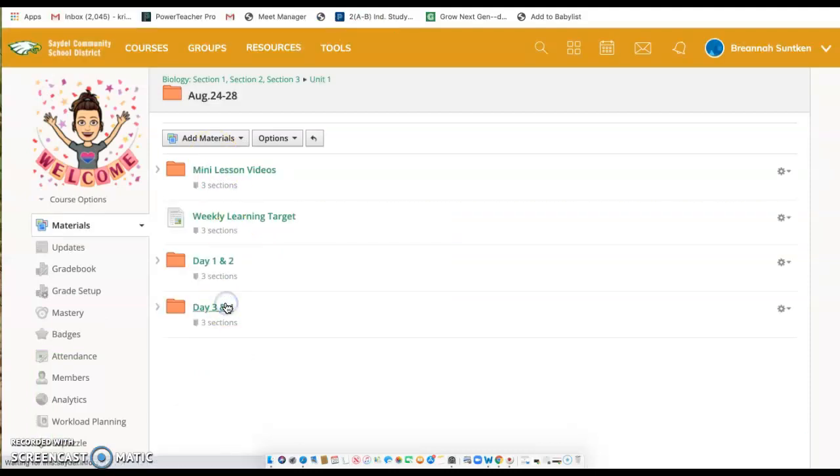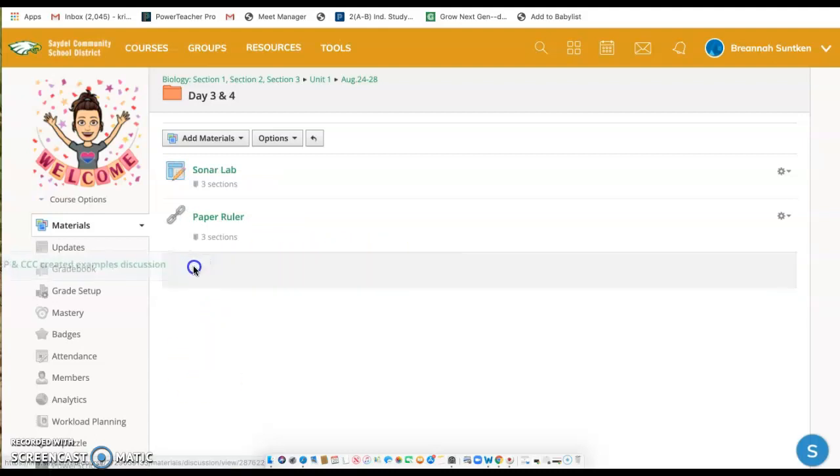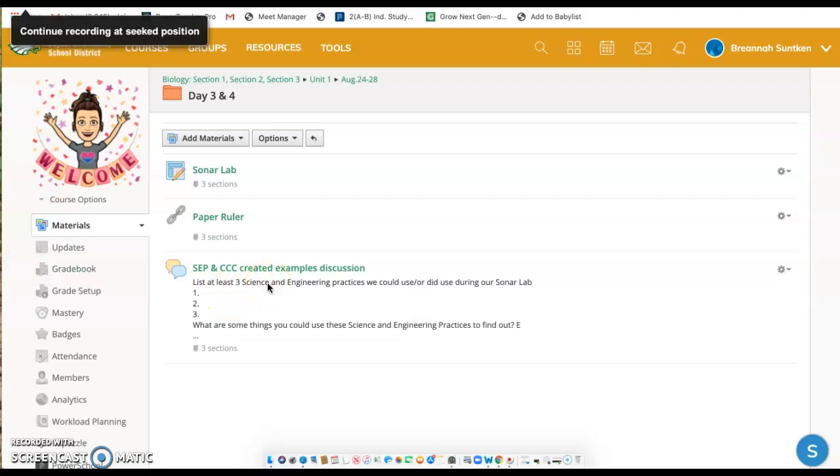This is the examples discussion down here. We're going to be talking about different science and engineering practices and different cross-cutting concepts that you could have used or did use during your lab. And we'll talk about stuff from the video as well. It's my expectation that once you're done with the lab, you go through and fill out this discussion. We're going to talk about it, and I'll type back some things as well. Or if you are in it when we do it during class, the live stream, we'll be talking about a lot of those different things during that time.